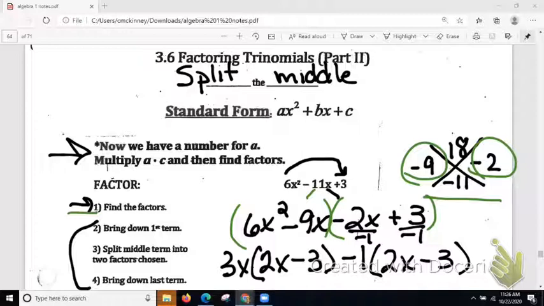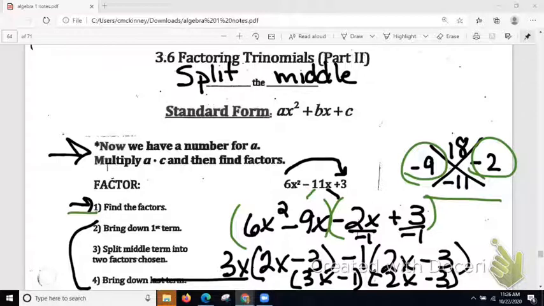So then our final answer, amazingly, I did not leave myself enough room. 3x minus 1, 2x minus 3 is my final answer. So the final answer is still 2 sets of parentheses.